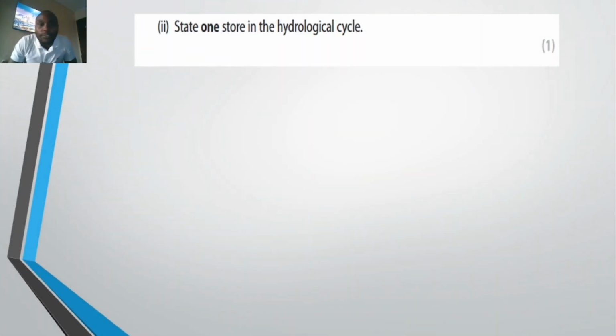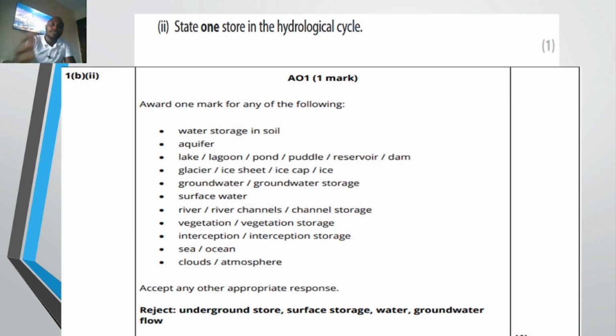And then we have: state one store in the hydrological cycle. We've sung these again and again. So when you mention any there, you're going to get your mark: water storage in soil, aquifer, lake, lagoon, pond, puddle, reservoir, dam, glaciers, ice sheet, ice cap, ice, groundwater storage, surface water. All those are the stores. If you mention one, but don't mention clouds, and if you mention atmosphere, it's the same thing. So you accept any other appropriate answer. The answers are open, so you can actually mention any.